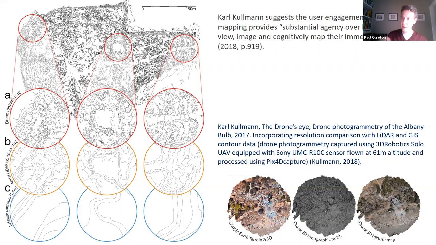Carl Kullmann, really interesting work. You should have a look at his drone mapping, quite an early adopter. And he says that there's a substantial agency of how individuals view, image, and cognitively map their immediate landscapes. And you can see a real benefit here in drone mapping potential.